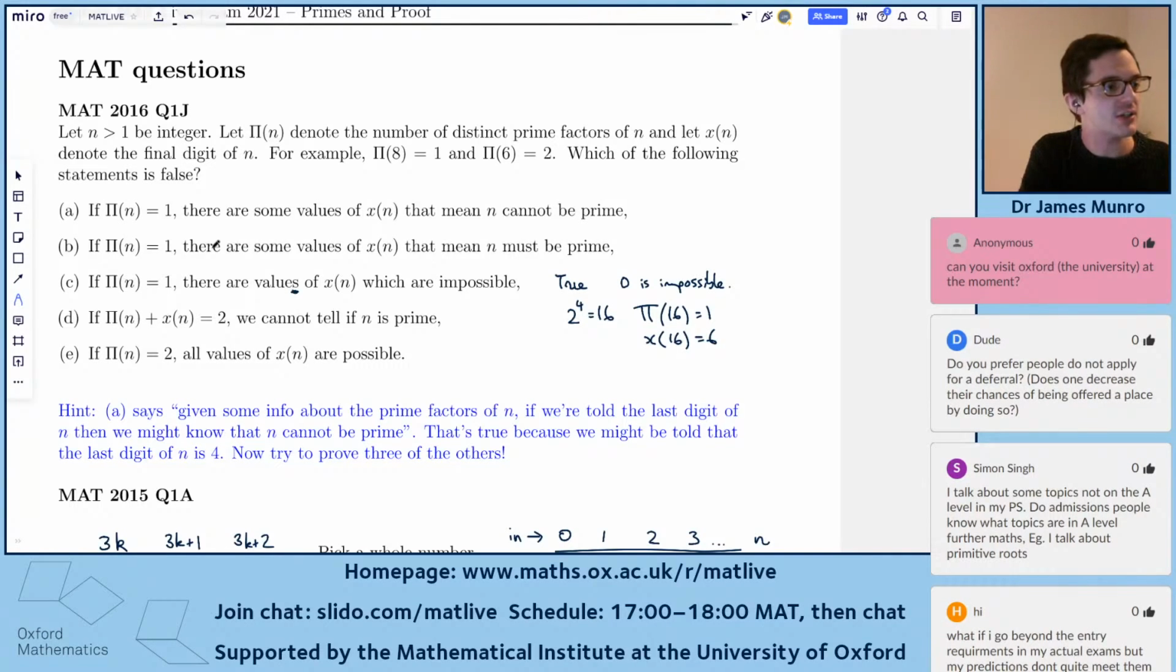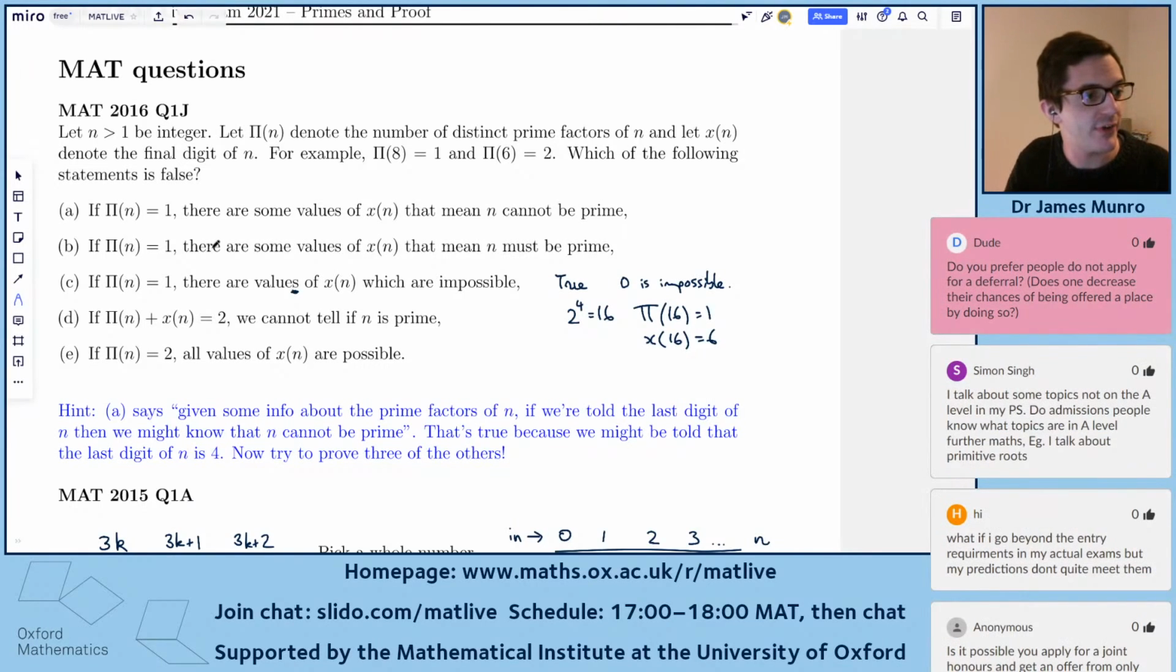The question asks, do you prefer people not to apply for a deferral? So this is applying for a gap year where I'm about to do the gap year and I'm going to start university a year afterwards. Do you decrease your chance of being offered a place by doing so?